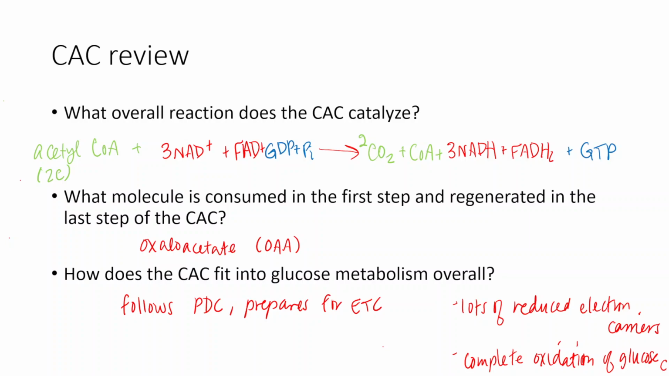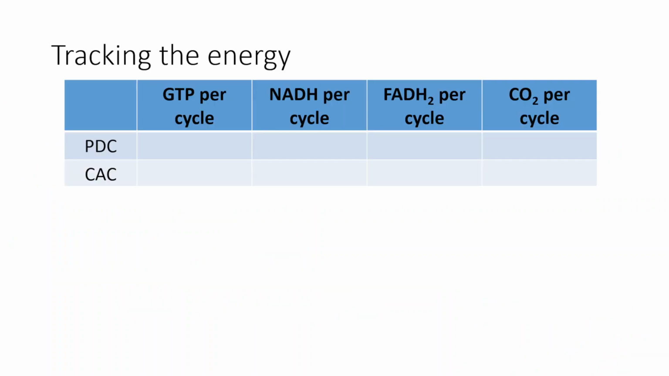Any questions about the citric acid cycle in general? All right. So let's start thinking about where is the energy going and coming from. So here's a little table. We're looking at the pyruvate dehydrogenase complex and the citric acid cycle. So I want everyone to take a few minutes and start filling in for each of these processes from that chapter 17. How many GTPs are made per cycle, how many NADH, how many FADH2, and how much carbon dioxide.